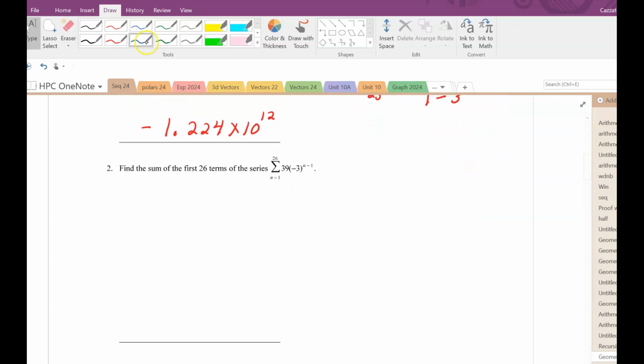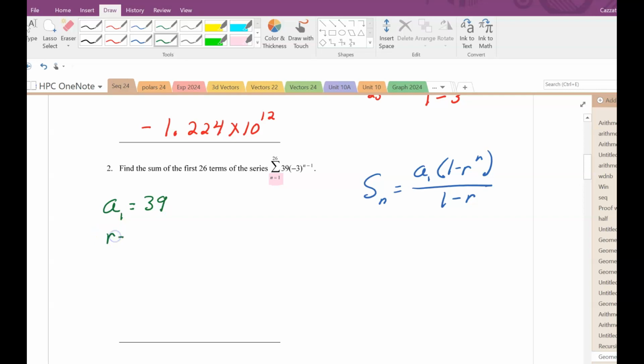Taking a look at problem number 2, again I'm going to use the sum of the first n numbers is a1 times 1 minus the ratio to the n over 1 minus the ratio. The first value that you plug in for n is 1. So the first term, if you were to write this out, is going to be 39. Looking at this, the ratio is negative 3.